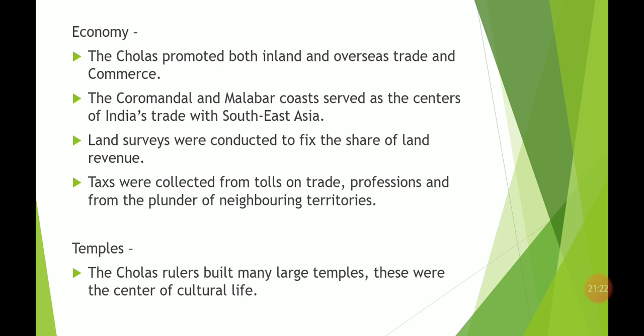The Coromandel coast and Malabar coast, these two coasts provided the center of India's trade with the Southeast Asian countries. Basically, Southeast Asian countries, as I explained, include China, the Malaya Peninsula, Java and Sumatra. These were the places they were trying to trade with, and the Coromandel coast and Malabar coast worked as a center for trade purposes.